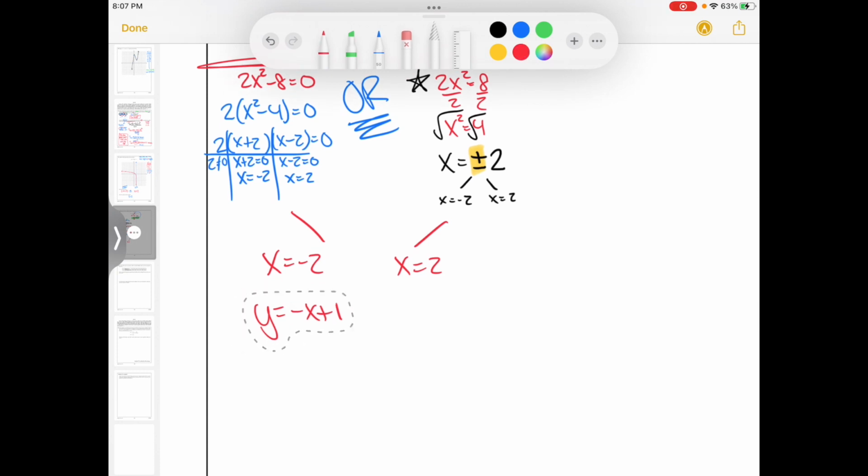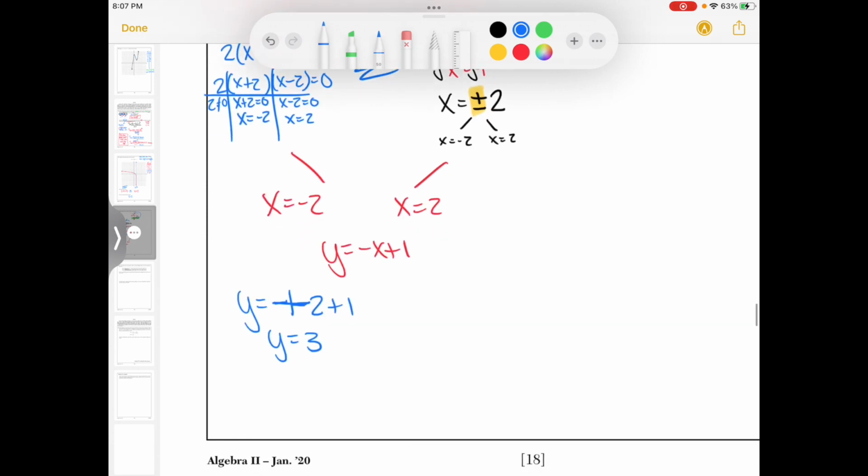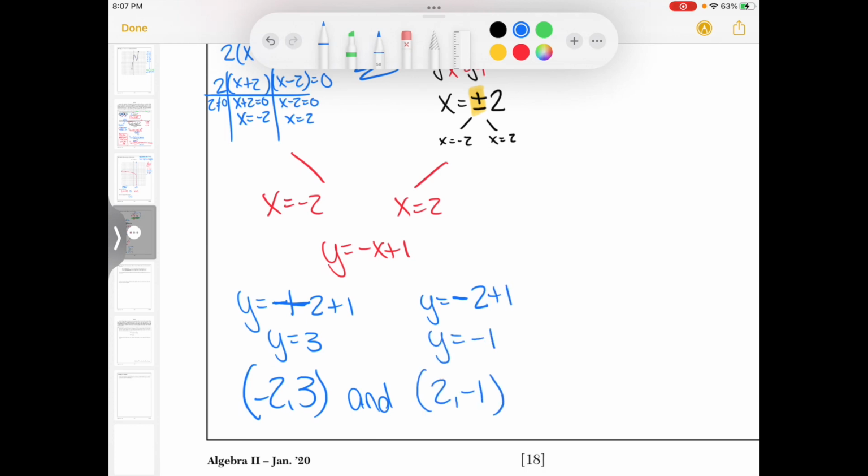So first for a negative 2, I'm going to plug it in as y equals, the equation says negative, and then I'm plugging in a negative 2. So that's going to be a positive 2 plus 1, so I get y equals 3. That means one of my total answers is negative 2, 3. The next one is y equals, the negative from my equation comes down, and then I plug in 2 plus 1, and negative 2 plus 1 is a negative 1, so my other answer is 2, negative 1. And those are my two answers, negative 2, 3, and 2, negative 1.